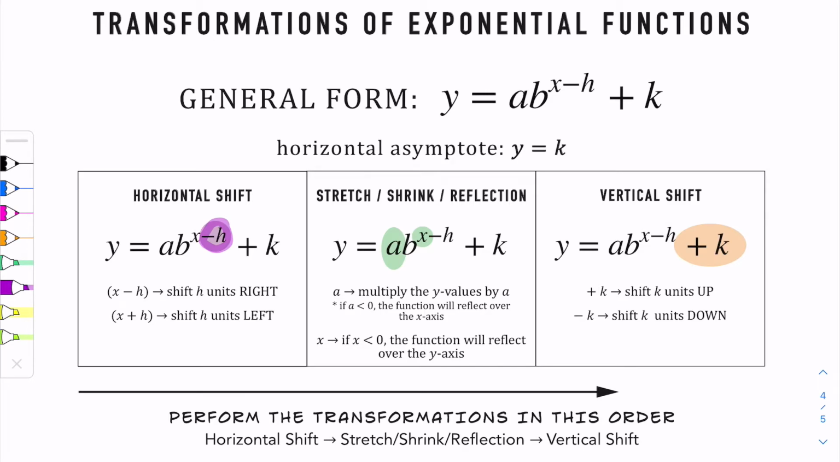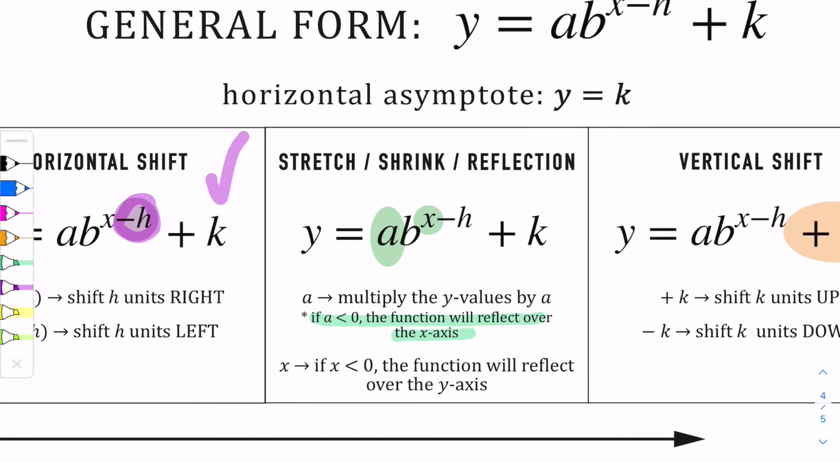After you do your horizontal shift, you then move on to stretching, shrinking, and reflecting. For stretching, shrinking, and reflecting, if you have an a value, that's going to be a stretch or a shrink. If you have a negative sign in front of the a value, that is going to be a reflection across the x-axis. And you probably won't see many of these, but if you have a negative sign specifically with the value of x, that's telling you to reflect this function across the y-axis.